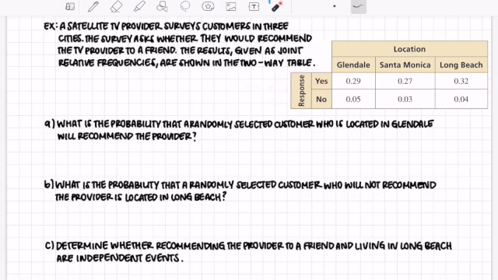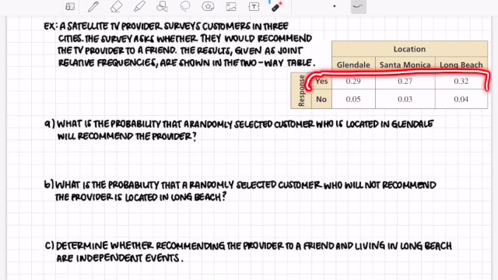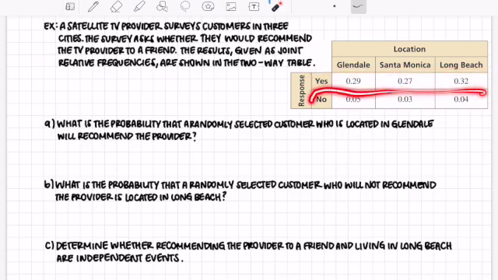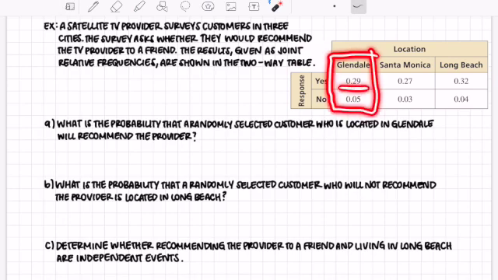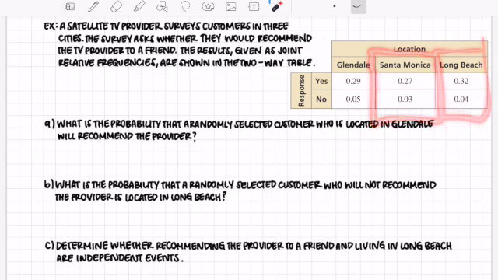So, what this is telling us here is that they're asking, would you recommend the TV provider to another friend? Some people said, yes, I would recommend this TV provider. Some people said no, and it also had locations. So in Glendale, 29% said yes, I would recommend this to another friend. In Glendale, only 5% said no, I would not recommend this TV to another friend. And the same goes for Santa Monica and Long Beach locations.